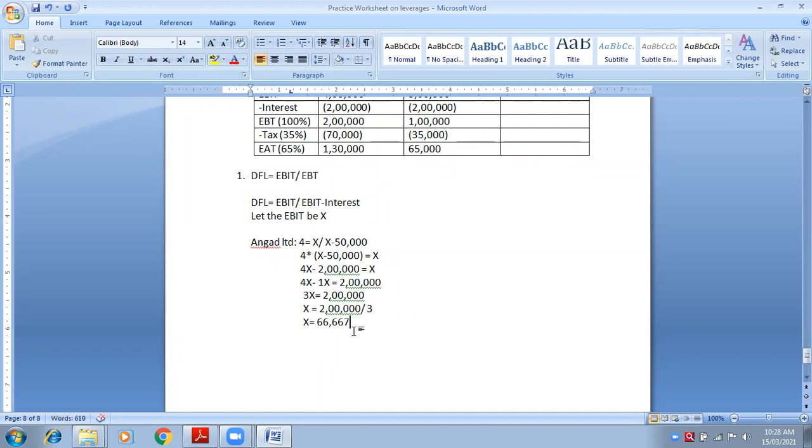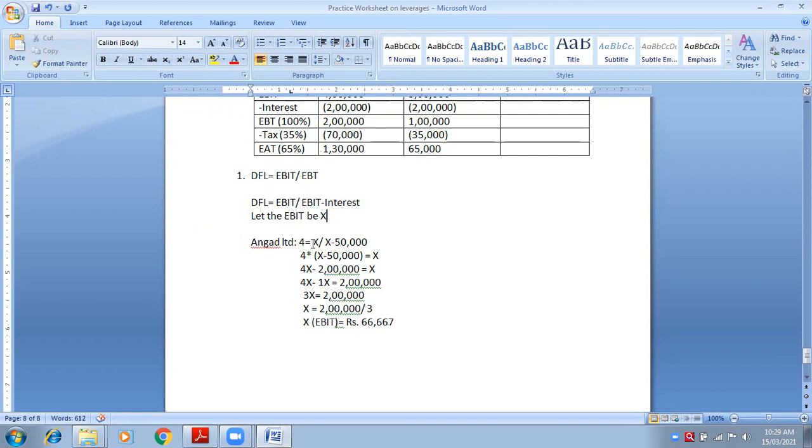66,660.66 means 66,667 if we ignore the point. If we ignore the figures given after the decimal, we need to round off the figure. So rupees 66,667. But what was X here? X was considered as EBIT. So we have found out EBIT is 66,667 rupees in case of Angad Limited.